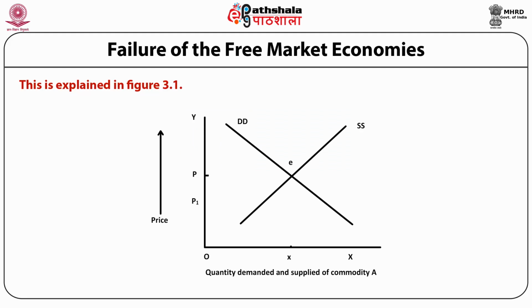In this figure, we are measuring price on OY axis and quantity demanded and quantity supplied on OX axis. DD is the market demand curve for commodity A and SS is market supply curve for commodity A. Both the demand and the supply curves intersect each other at point E, which is the equilibrium point, and thus the firms are selling the OX units of A commodity at OP price.